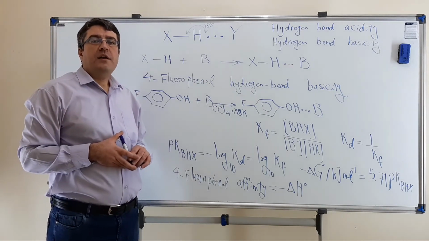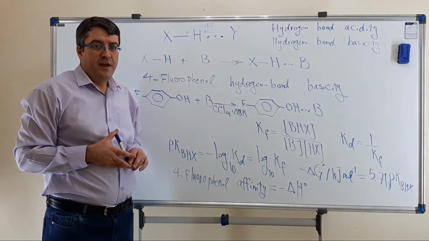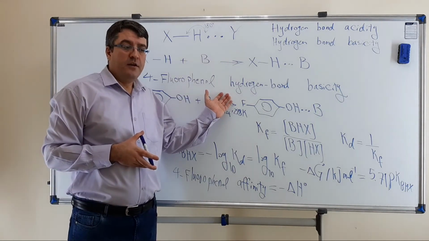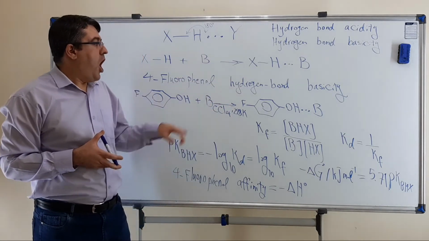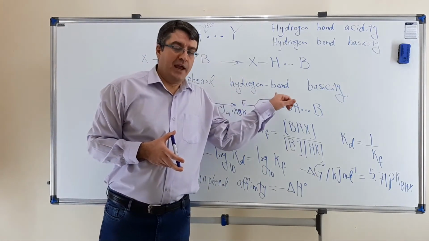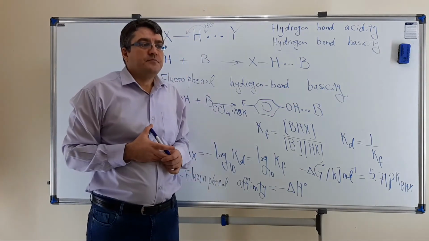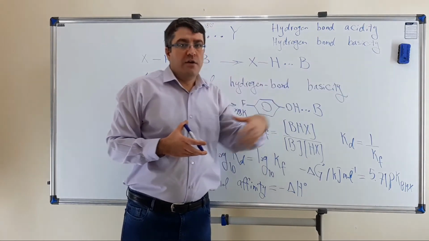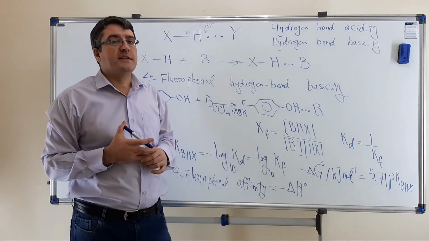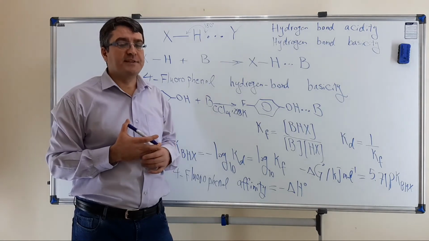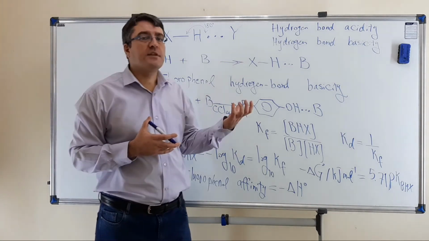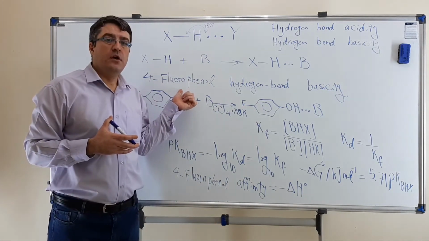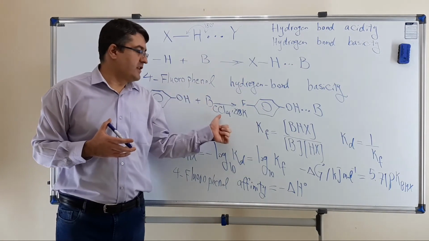Here we have a very important question. Is this scale general? Or in other words, are the results of this scale, like the relative order or ranking of hydrogen bond basicities, applicable to other scales that use other hydrogen bond donors instead of this, or other solvents instead of this?